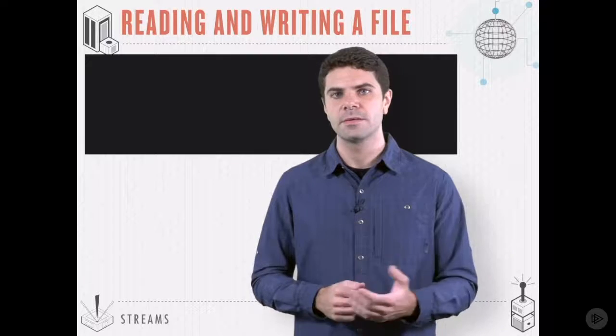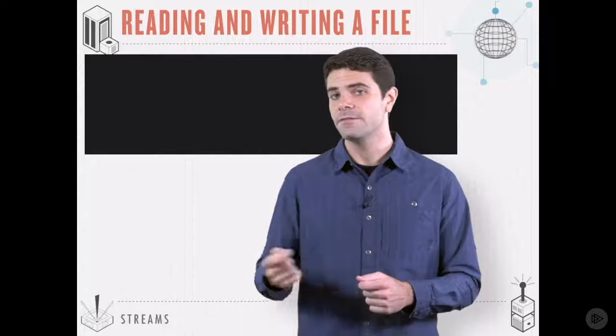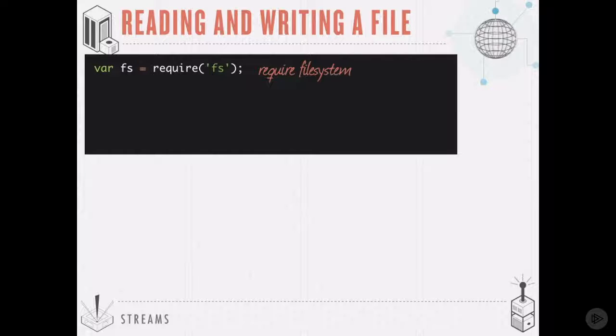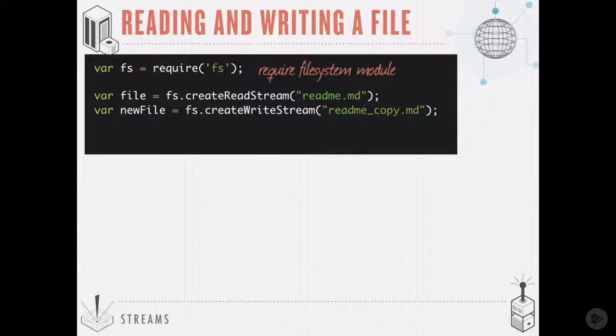Let's go over another example of using streams. This time, we're going to read the contents from a file in the file system and stream it to another file. So first, we require the file system module. Then we create a read stream from the original file, readme.md, and store that to the file variable. Then we create a write stream to the destination file, readmecopy.md, and store that on the new file variable. All we have to do is call file.pipe, passing in the new file.